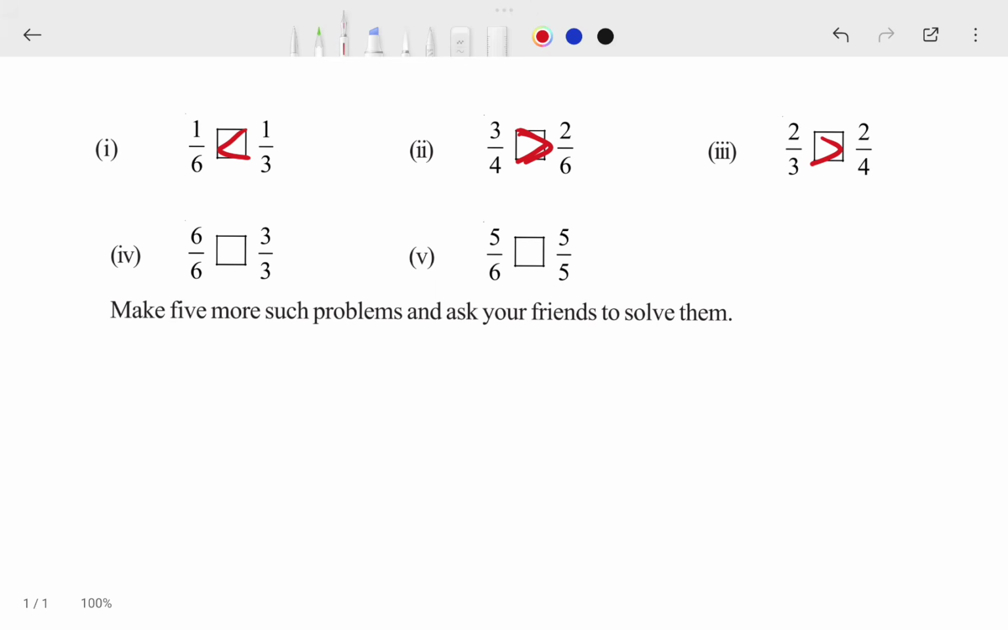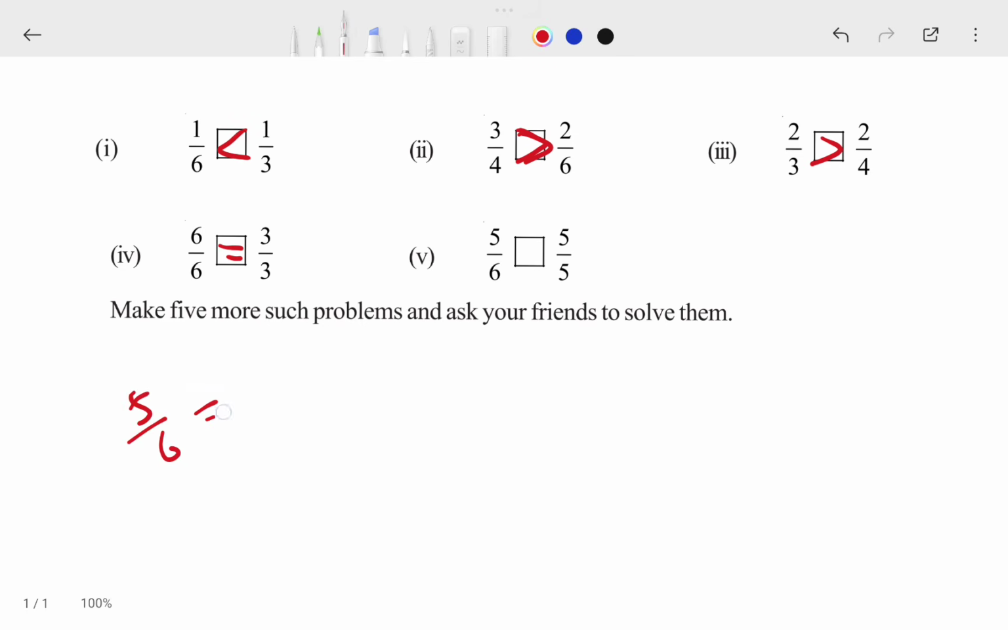If you divide 6 by 6, the answer is 1. If you divide 3 by 3, the answer is 1. So 1 and 1, which is greater? Is anyone greater? No, both are equal here. So put the equal sign here, right? Is it clear? Right.